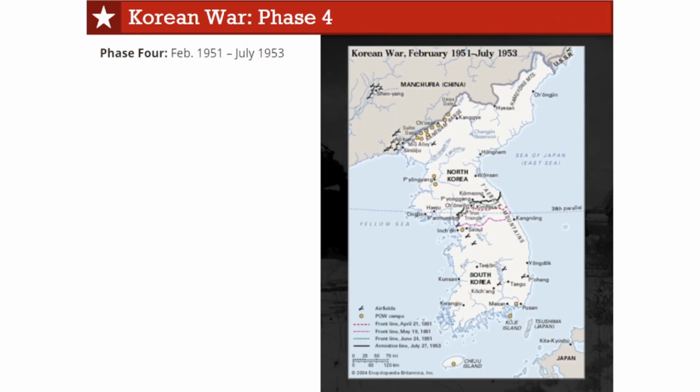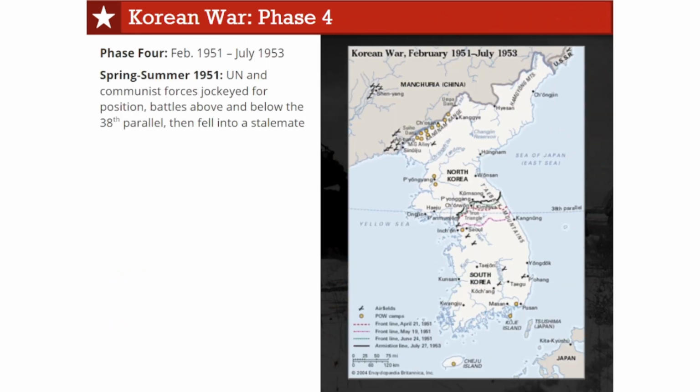During the final phase of the Korean War, UN and communist forces spent much of the spring and summer of 1951 jockeying for position, with battles that continually moved the front lines above and below the 38th parallel. One soldier lamented, "We're doing nothing but holding on to what we already have and fighting to get back what we lose. Then, after getting it back, we sit down and wait for them to try to take it away again. We should be pushing on and getting this war over and done with."